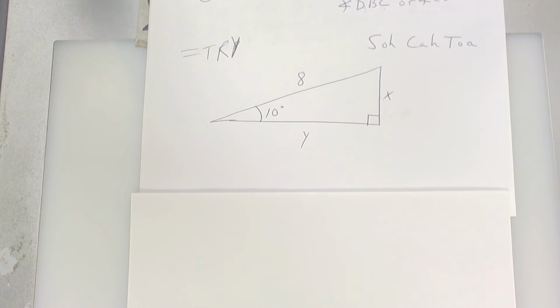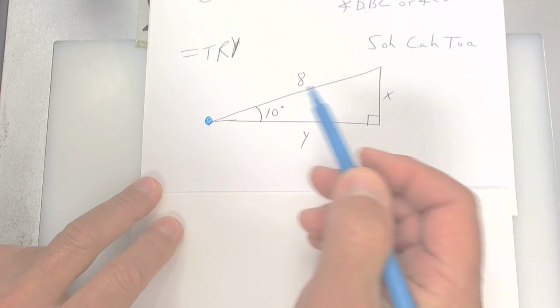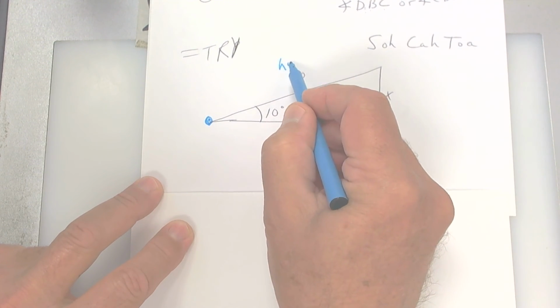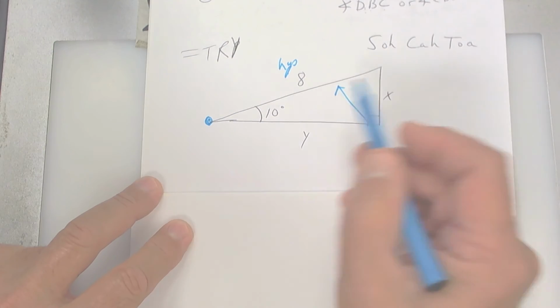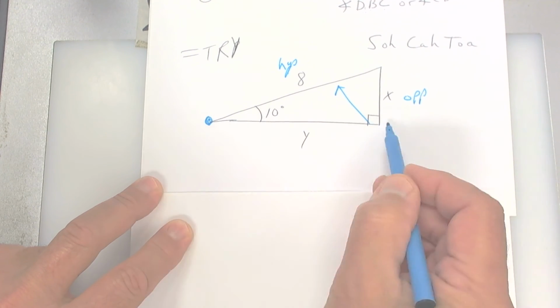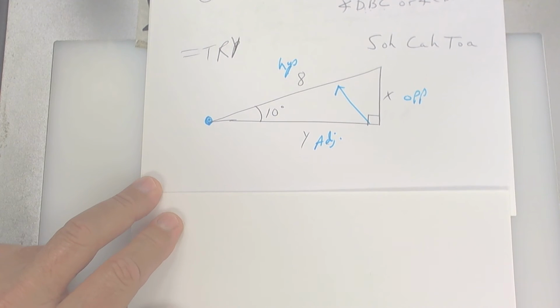Try that one. Remember we talked about SOHCAHTOA. The first thing I should see when I pick up your homework this weekend is a dot. And then I should see the hypotenuse across from the 90, and then the opposite over here. And then the adjacent is the one that touches the dot. So now that I have it labeled, I want x and y.